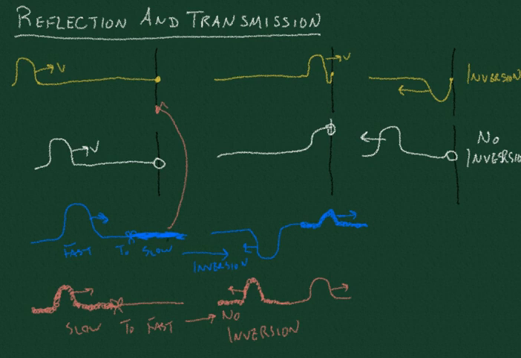Whereas having an open end is the other way around. So having an open end is going to behave in the same way as having a thicker rope hitting a thinner rope.